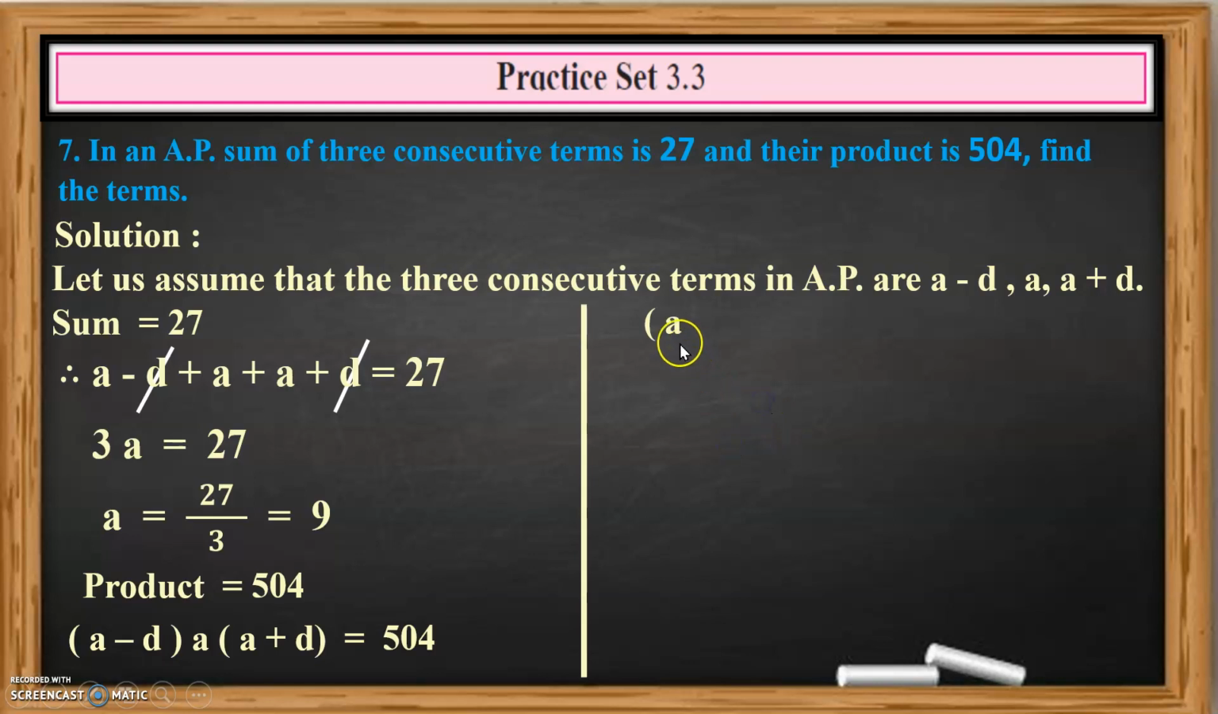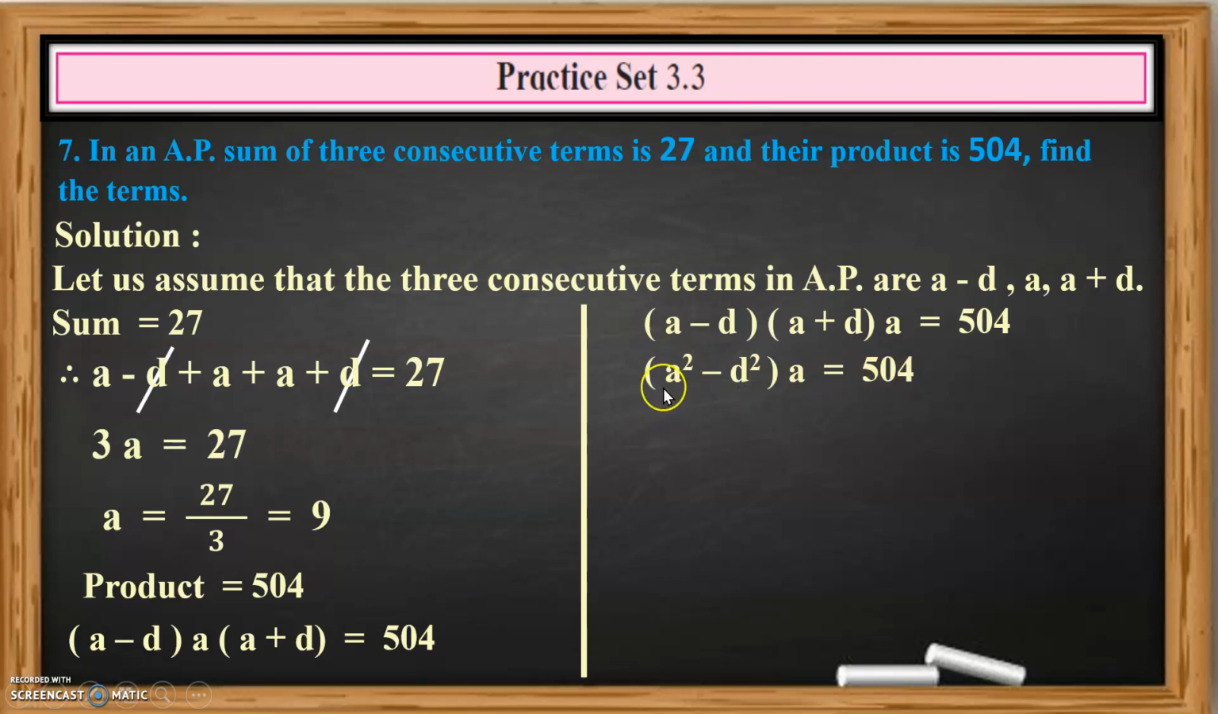So this is how it looks. (a minus d) into (a plus d) into a is equal to 504. So this is of the form (a minus b) into (a plus b). So what is the expansion of this? You get (a square minus d square) into a is equal to 504.